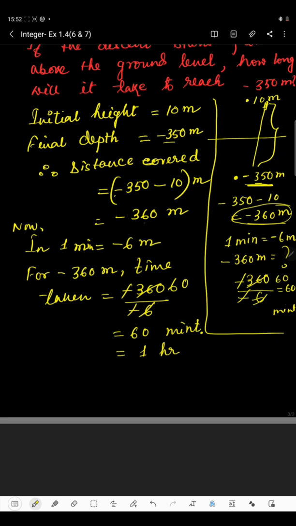Now see here, from here to here, the distance is minus 360 meter. Actually it is going down to minus 350 only, but the distance is this minus 360. Now we have to find how long it will take to reach minus 350 meter. So we have got 1 hour. That means it will take 1 hour to reach minus 350 meter.